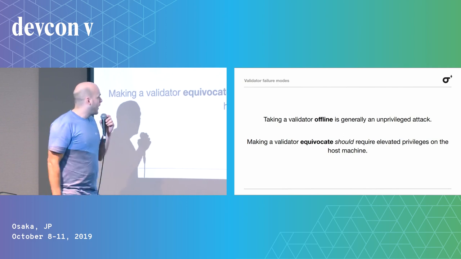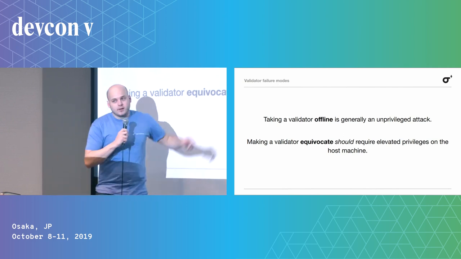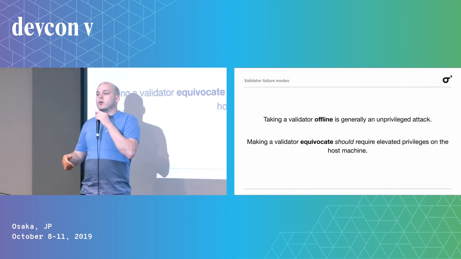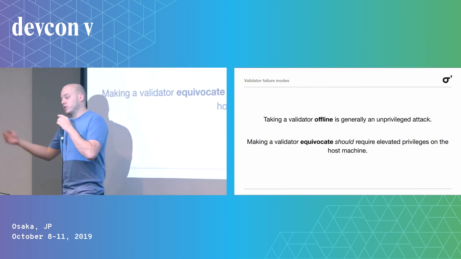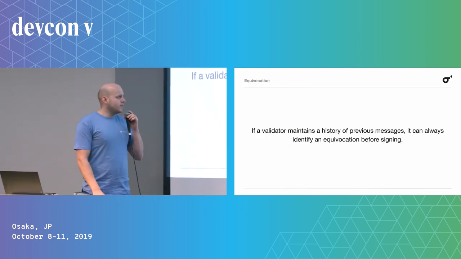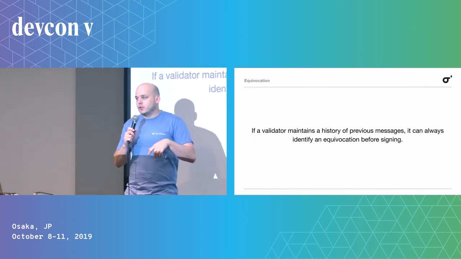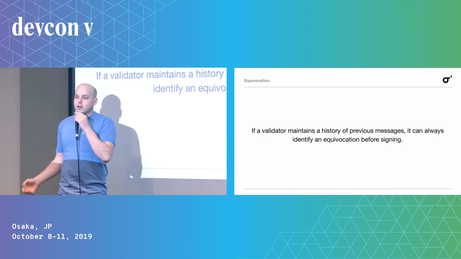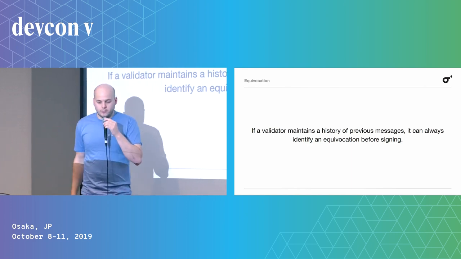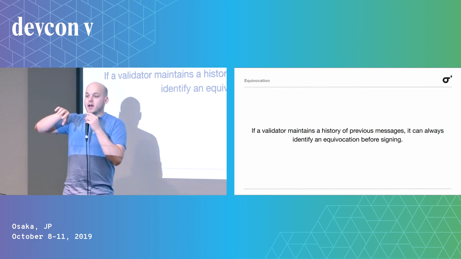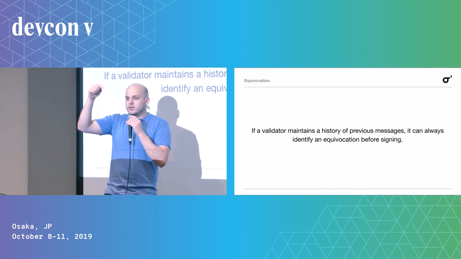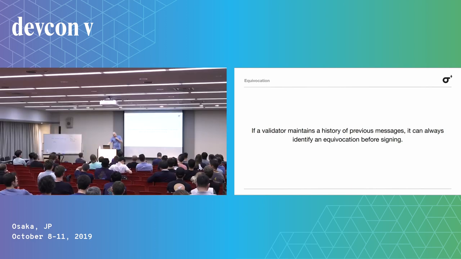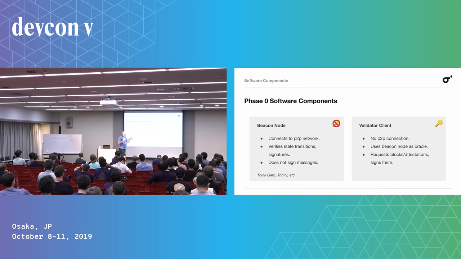Whilst on the other hand, making a validator equivocate should, if the software stack is good, require elevated privileges on the host machine. It requires someone to have access to the machine which is running the validator software. The reasoning is that if a validator keeps a history of its previously signed messages, it can check these messages and detect if there's an equivocation before it signs a new one. If you imagine the equivocation detection and the signing as one black box, there should be no message that you do or don't send to it that can cause it to equivocate without it being aware of it beforehand.